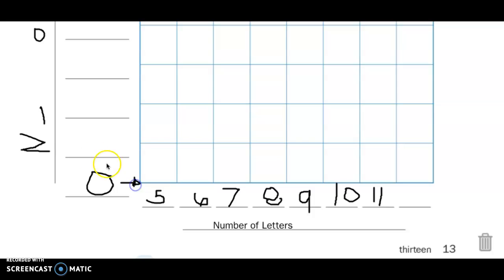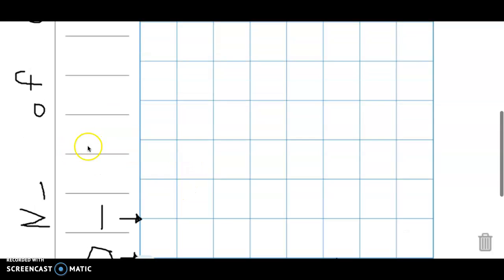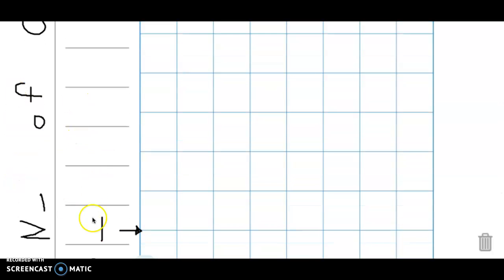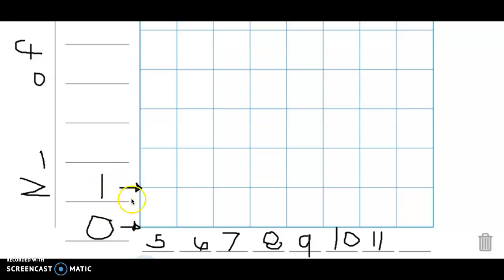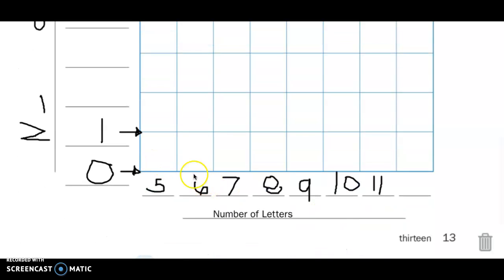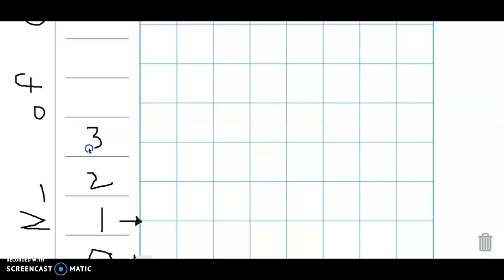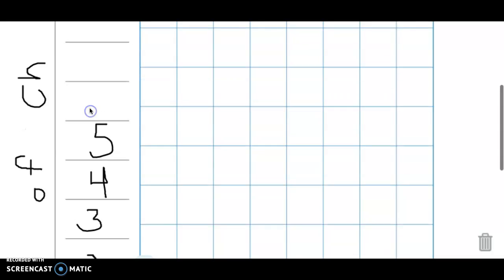So that is 0. Then I put 1. That would be pointing to this line right here. Up until this line represents 1 child, or the number of children. It means 1 student in the class has however many letters in their last name. Then we'll put 2, and 3, and 4, 5, 6.